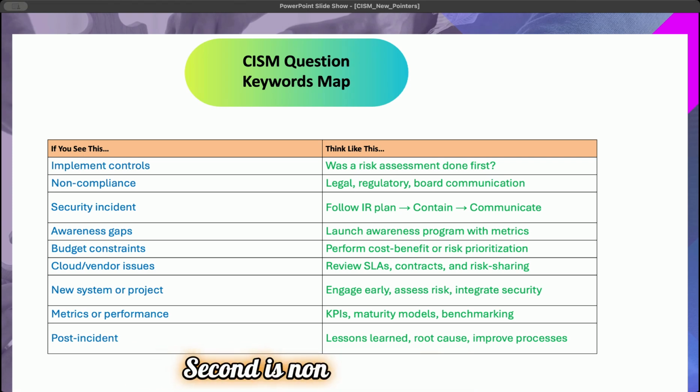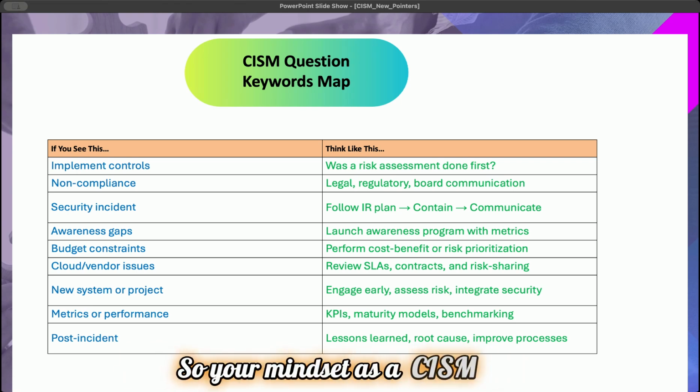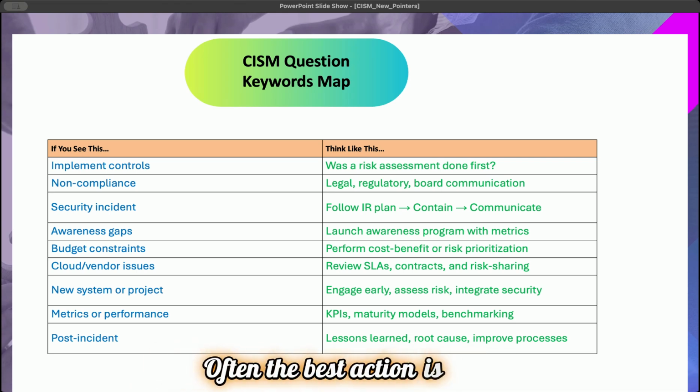Second is non compliance. For this, ask questions like, is legal, regulatory, board communication in place? So, are legal, regulatory or contractual consequences there or not, or what are they? Have we notified the stakeholders like legal, compliance or executives? Do we understand the root cause of non compliance? So, your mindset as a CISM should be to address the compliance gap in alignment with governance and regulatory obligations. Often the best action is to conduct a gap assessment or gap analysis when we have to update the controls or processes.